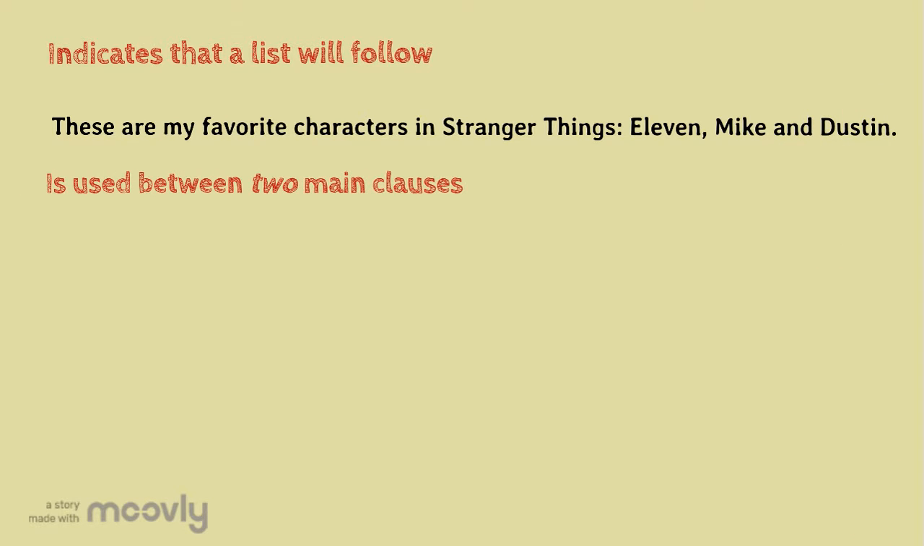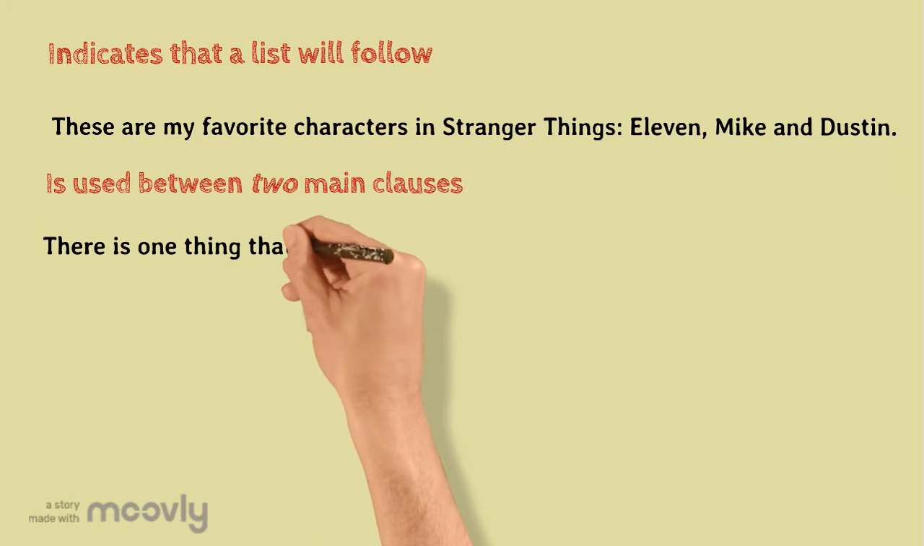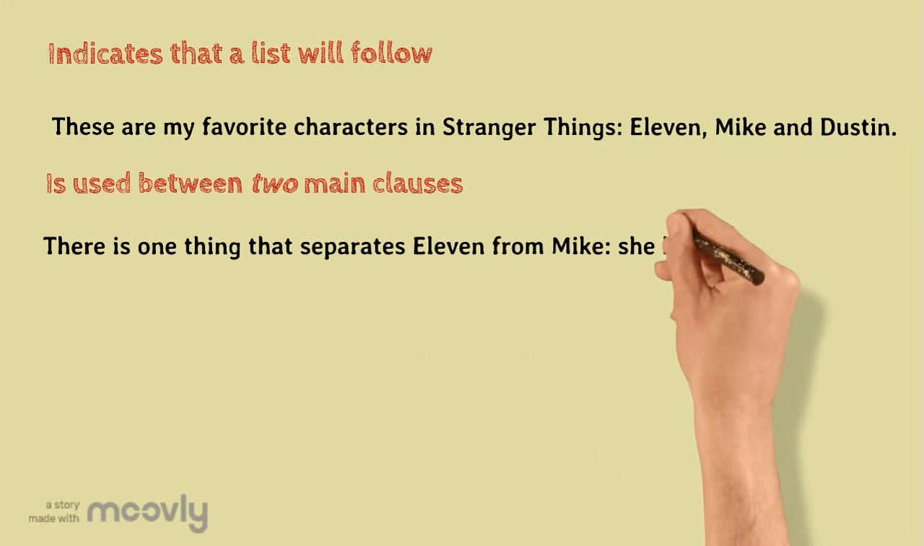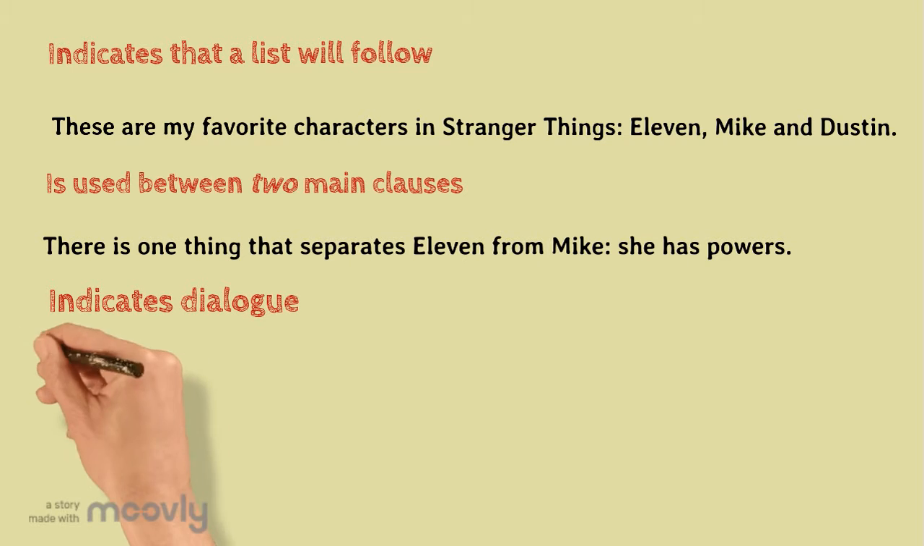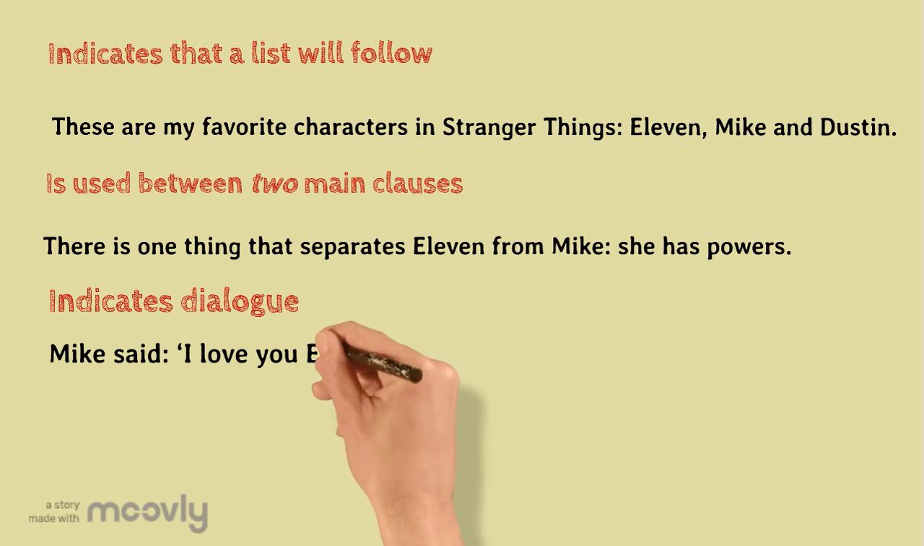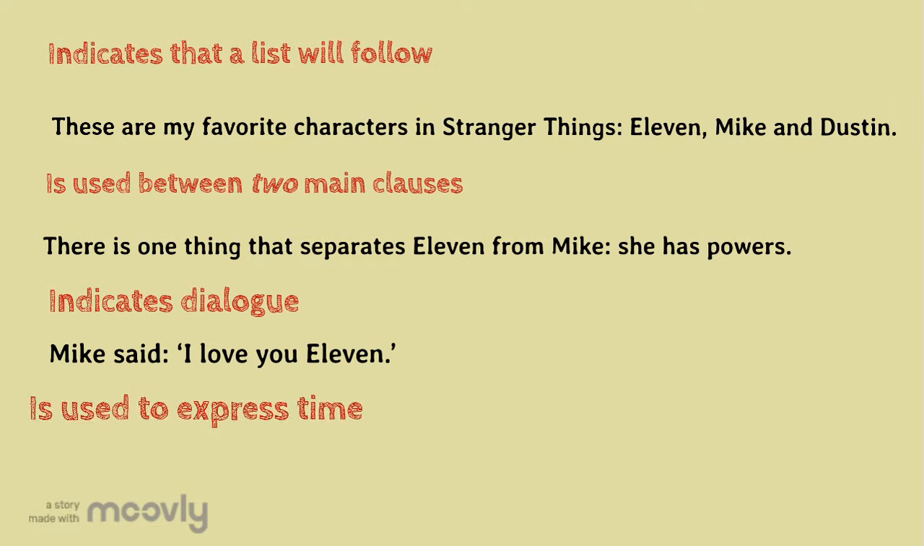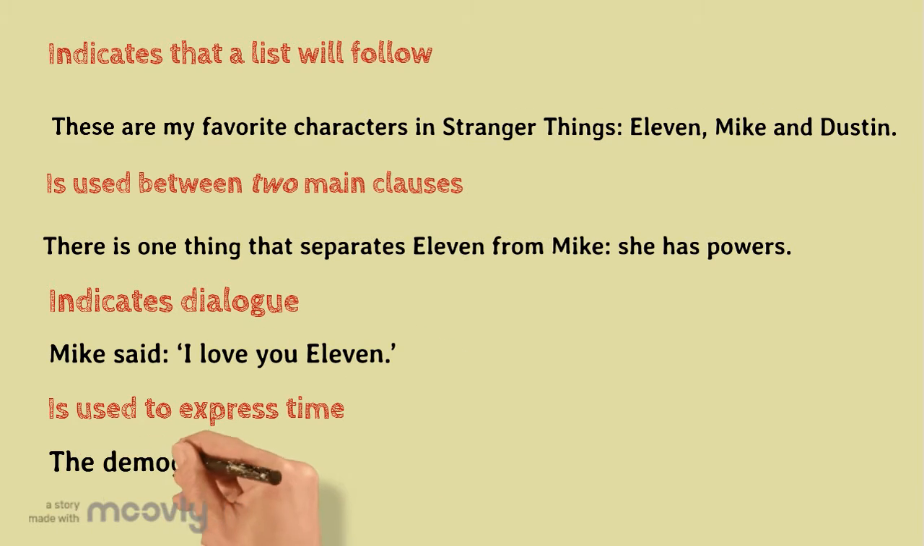A colon is used between two main clauses that could stand alone as sentences. It indicates that an idea or an explanation will follow. Example: there is one thing that separates Eleven from Mike: she has powers. A colon indicates dialogue. Mike said: I love you, Eleven. And lastly, a colon is used to express time. The Demogorgon is coming at 9 o'clock.